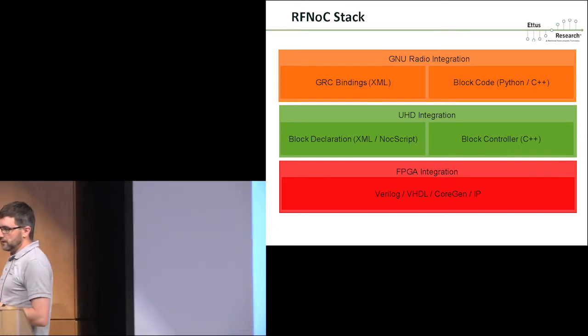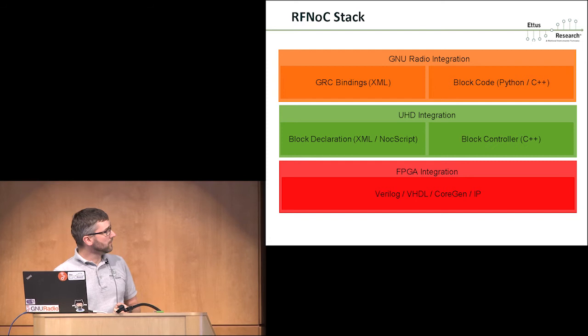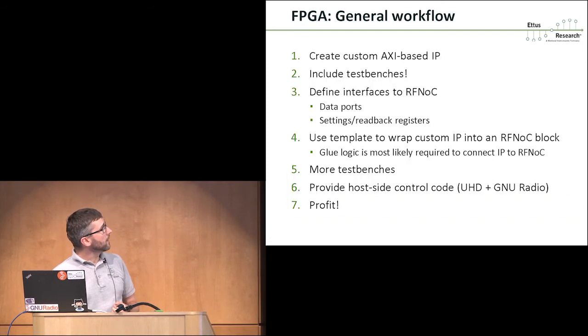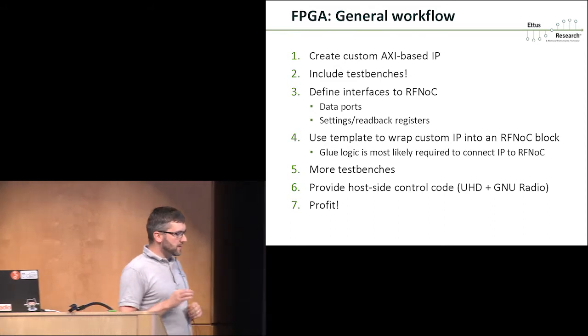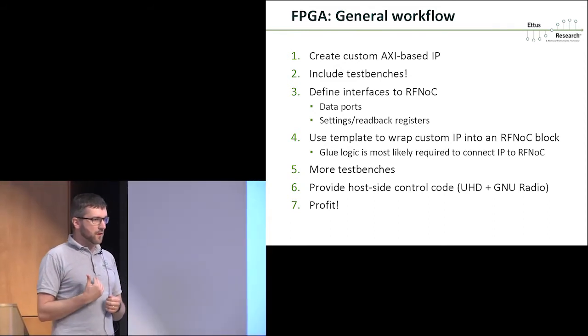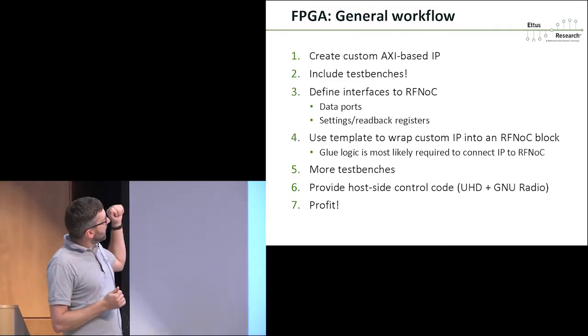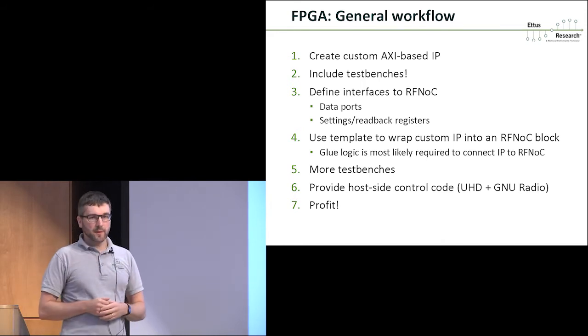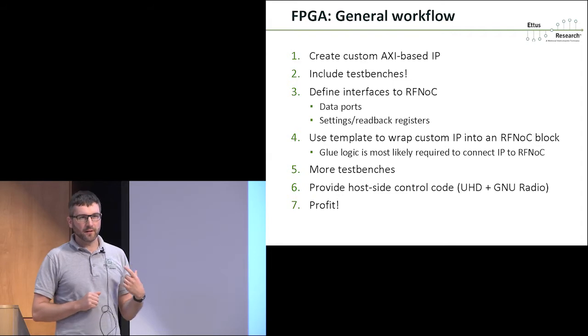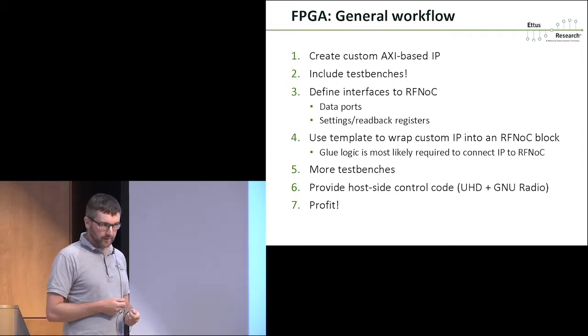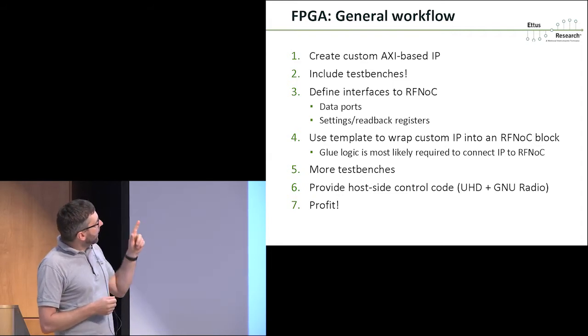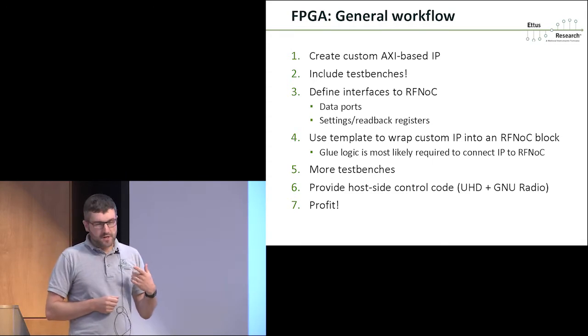So let's say you've gotten that far. This is sort of a more detailed description of the typical workflow it takes to develop any RFNoC block. Starting at the top, first of all, you create your custom AXI-based IP. And actually, it doesn't have to be AXI-based IP, because we also provide adapters, for example, for strobe-based IP. And also, you might already have that from a different project.